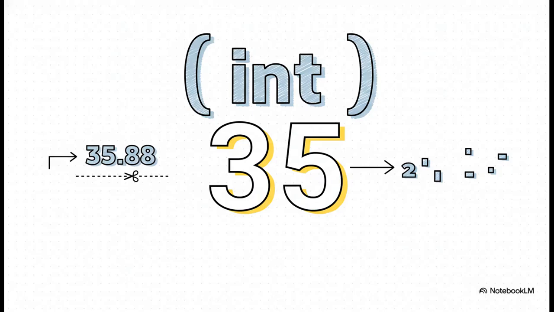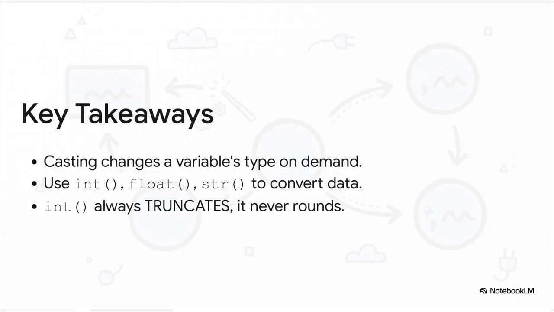And the answer is 35. If you got that, you have absolutely nailed the most important concept here. Remember, int doesn't round. It truncates. It just chops off that 0.88 and gives us the whole number 35. Nicely done. So let's just do a quick wrap-up with the key takeaways. First, casting is your secret weapon for changing a variable's type whenever you need to. Second, your 3 main tools are int, float, and str. And finally, the big one, the rule to burn into your memory. int always truncates. It never rounds.